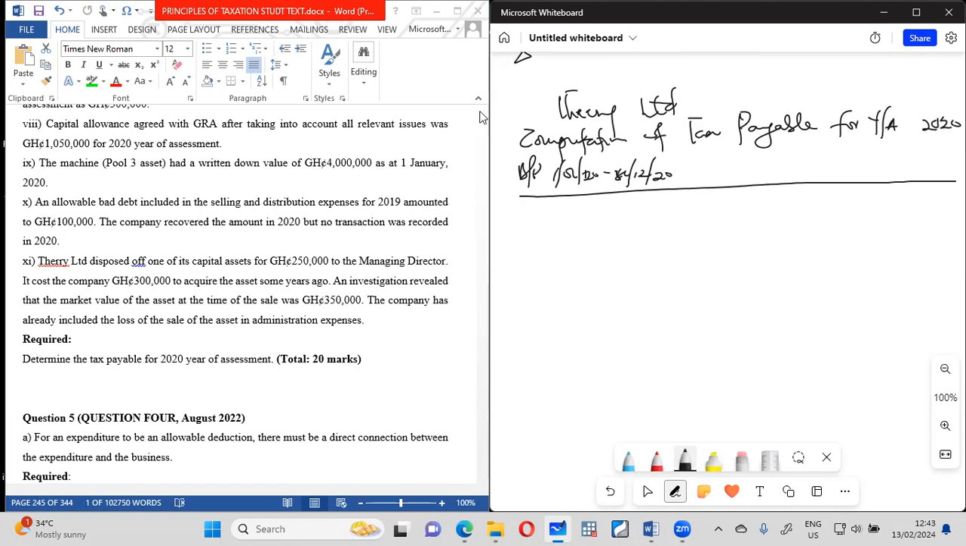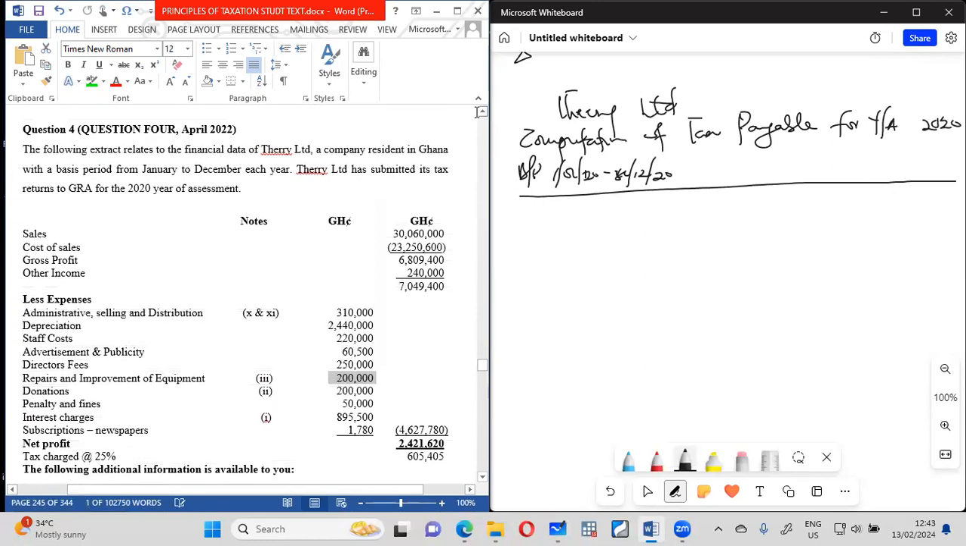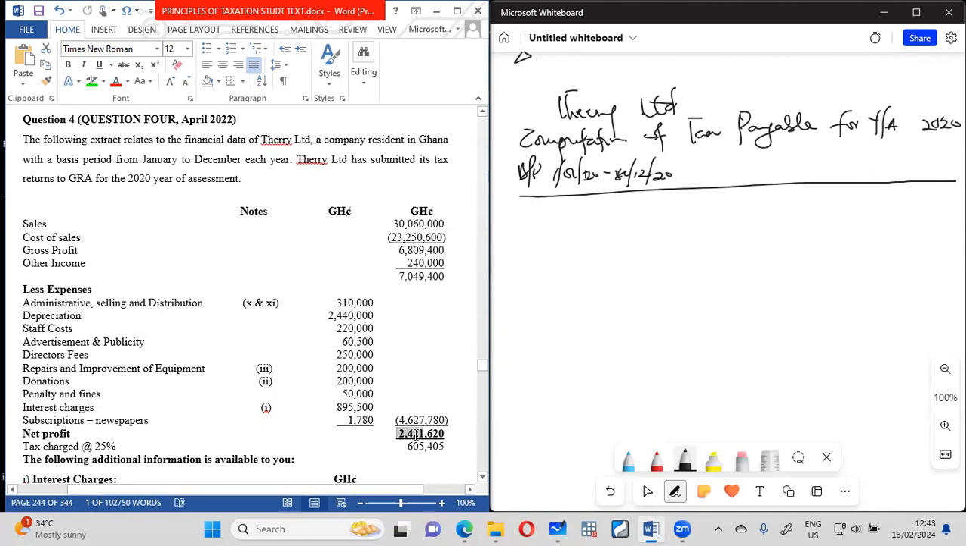All right, so let's go and pick the profits. Then we come back to the note and we adjust the note first, then come back to the figures and see what we will do over there. Now, the net profit here is what we are picking. All right, so net profit per account. How much is it? We have something like 2, 4, 2, 1, 620. So that is what we have. Let's do the adjustment.